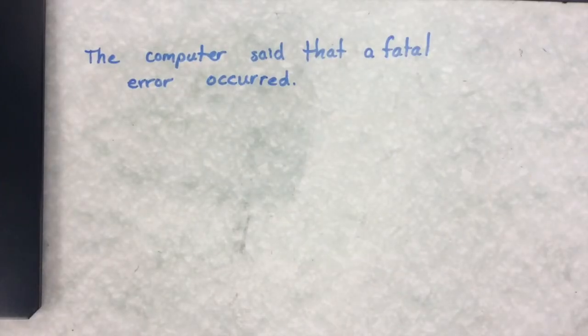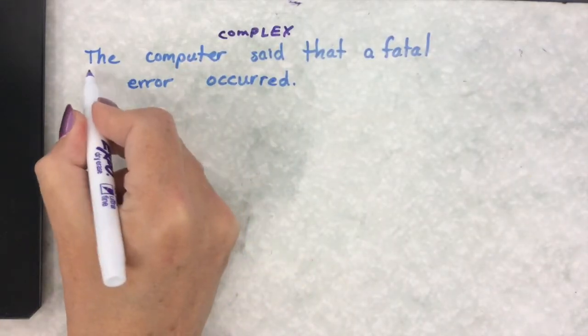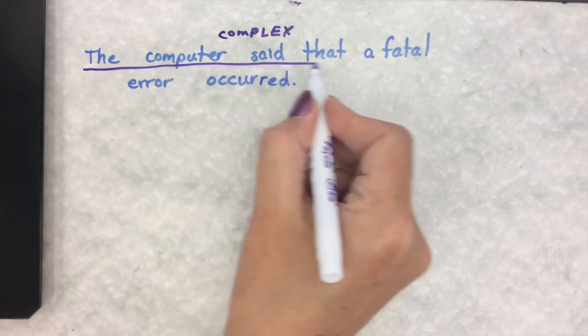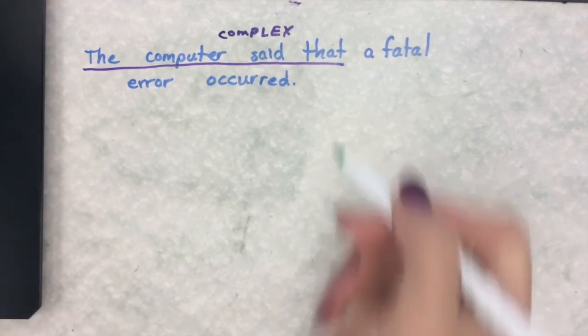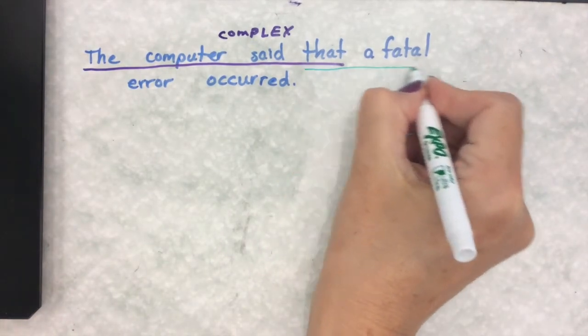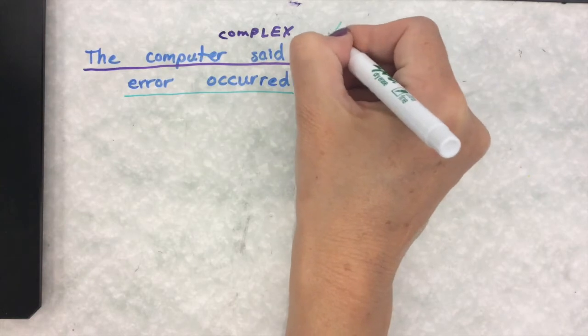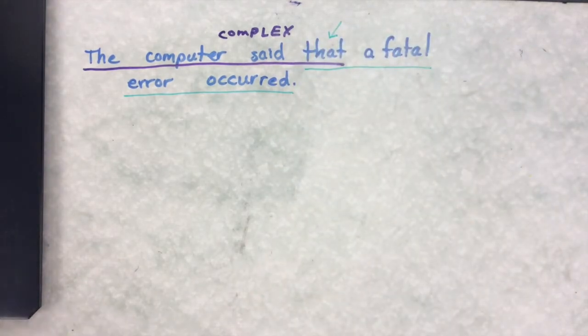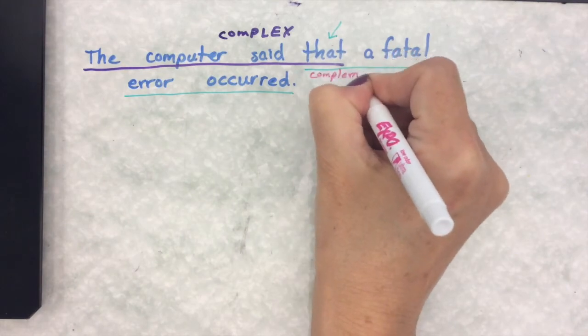Here's another one. The computer said that a fatal error occurred. It's a complex sentence because it's got a sentence within a sentence. The embedded sentence is that a fatal error occurred, and it's answering the question, what was said? What did the computer say? Our complement is, again, the word that.